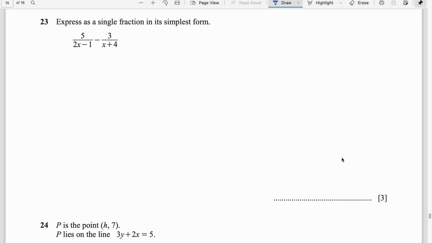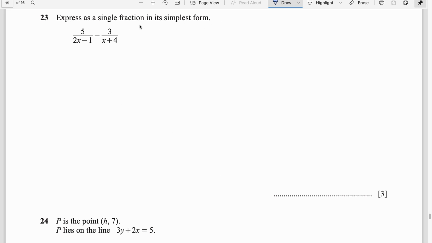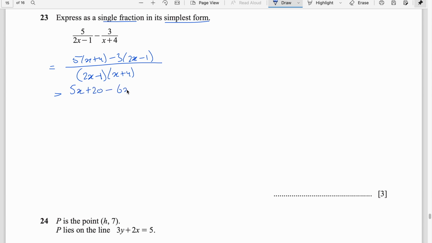Question number 23. Express as a single fraction in its simplest form. So just take the LCM: 2x minus 1 times x plus 4. Then cross multiply: 5 into x plus 4, minus 3 into 2x minus 1. Multiply: 5x plus 20 minus 6x plus 3.